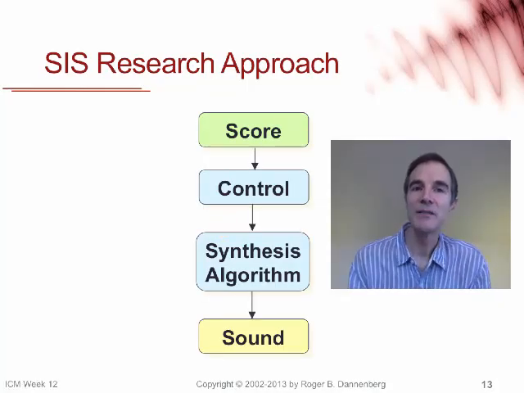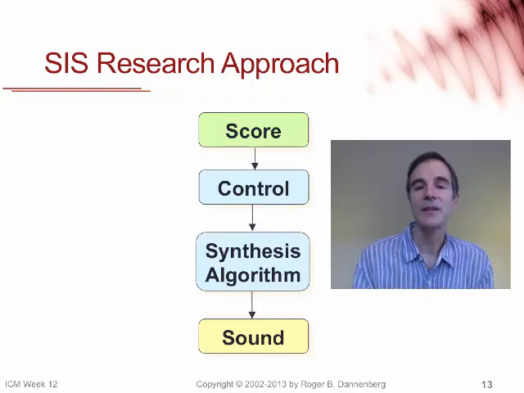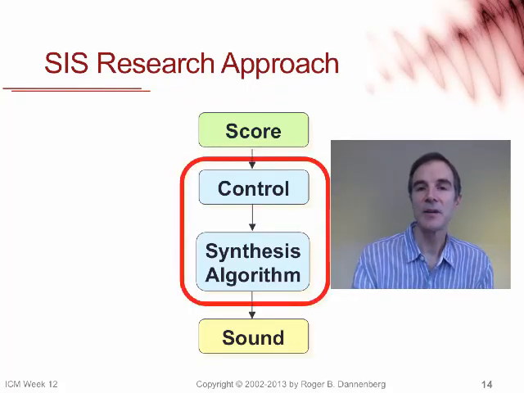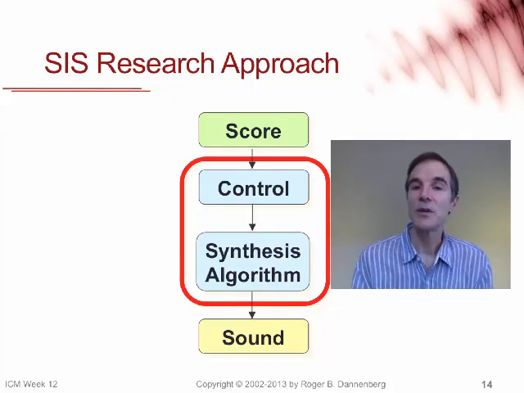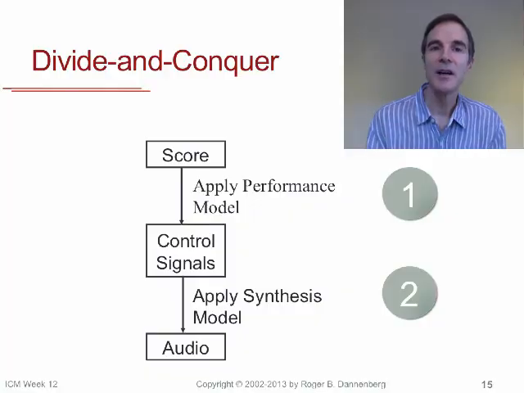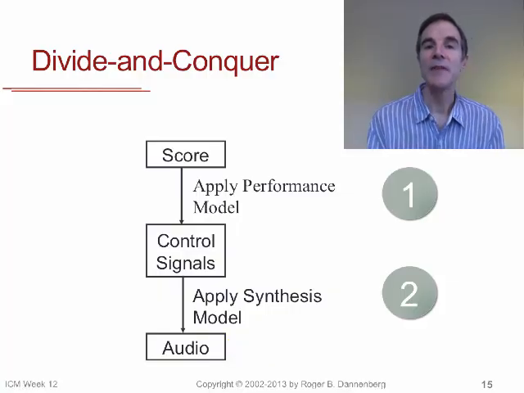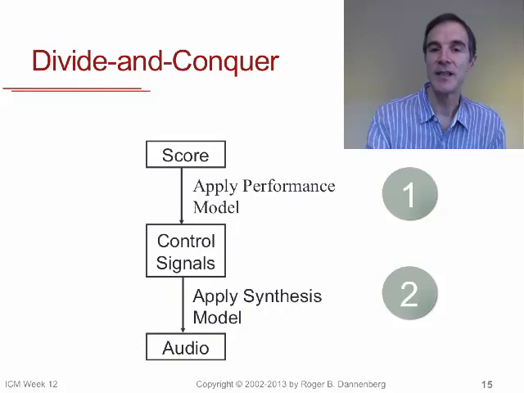In spectral interpolation synthesis, we take a little bit different approach. We're not satisfied with just the synthesis algorithm. We want to produce both control and synthesis. We do this through a divide and conquer approach. The first step is we apply a performance model to a score in order to generate control signals. And then secondly, given the control signals, we apply a synthesis model to produce audio. So we really have two models, the performance model and the synthesis model.